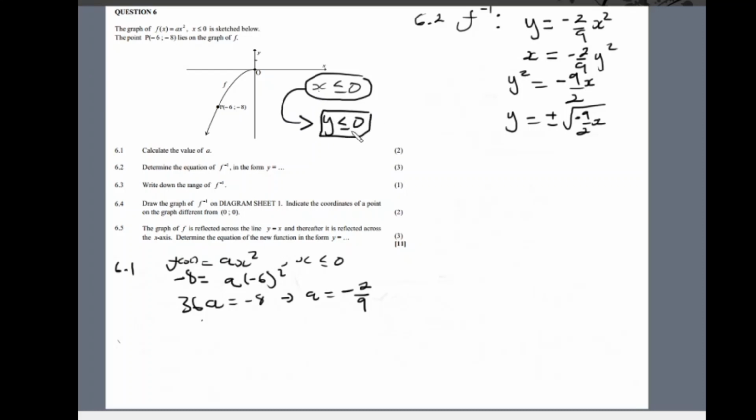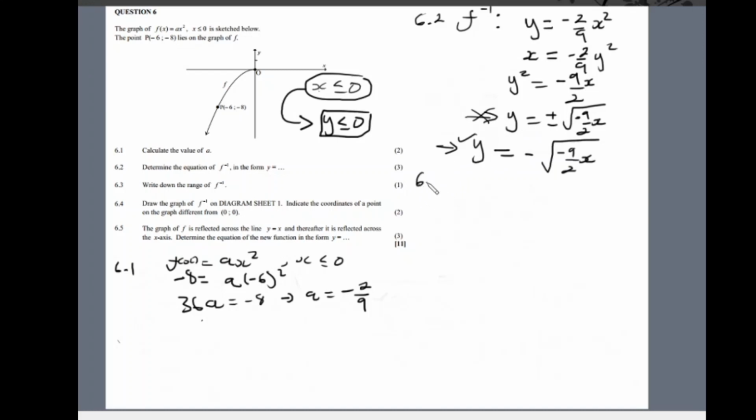Right? So because this is my range, my final equation for the inverse will be, because y cannot be above 0, it means here I will not take the positive square root. I will only use the negative square root, the negative square root of minus 9 over 2x. That will be my equation of the inverse, right? So this here is not my final answer. This is my final answer, right? So yeah, that is my inverse.